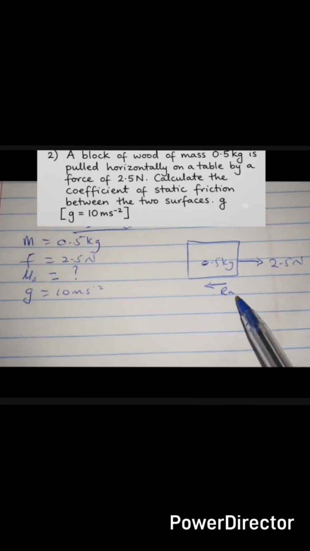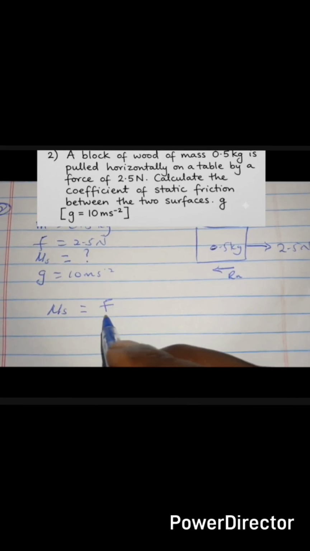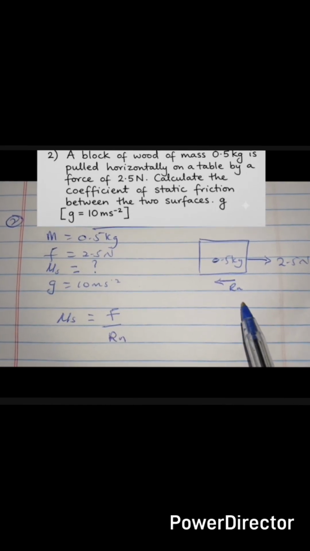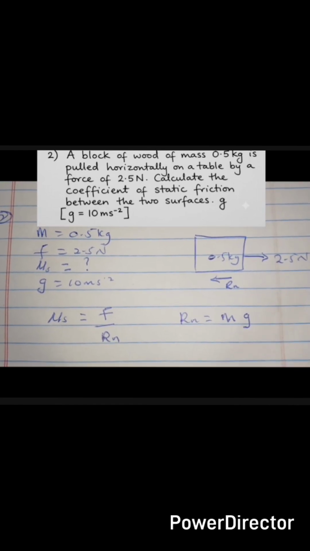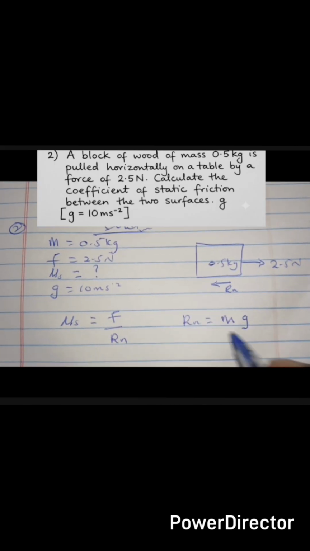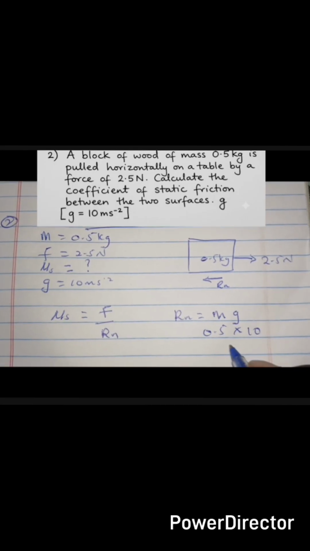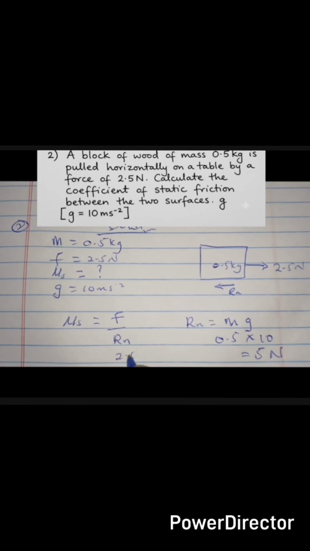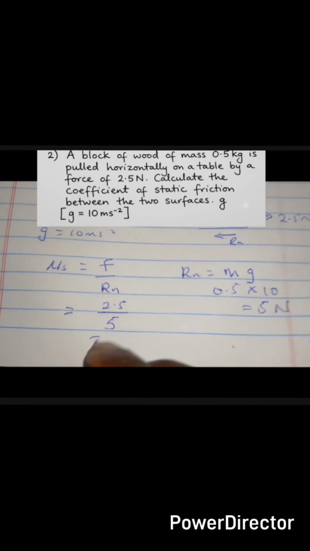With question 2. Now we know that our coefficient of static friction is given as the force of static friction over the normal reaction. But in this case, the normal reaction is not given. So let's find the normal reaction, and that is the mass times acceleration due to gravity. Mass is given as 0.5, so 0.5 times acceleration due to gravity, which is given as 10. And this will give us 5 newtons. So in this case, we have a force of 2.5 newtons divided by 5 newtons. And that is given as 0.5.